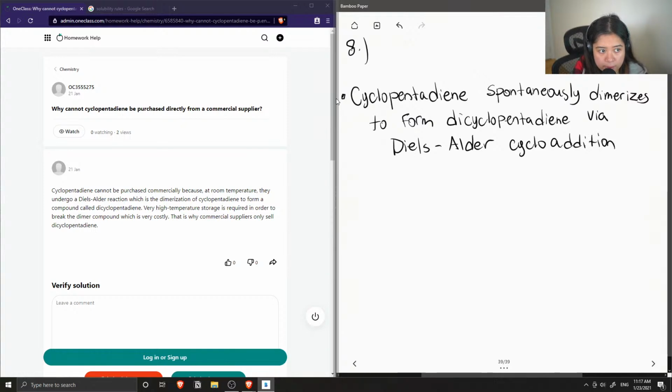So I can show out the general reaction that occurs when cyclopentadiene dimerizes. So if we had two cyclopentadienes, this spontaneously dimerizes. So I'm going to attempt to draw the configuration of what this looks like. So bear with me because it's always pretty bad drawing these.